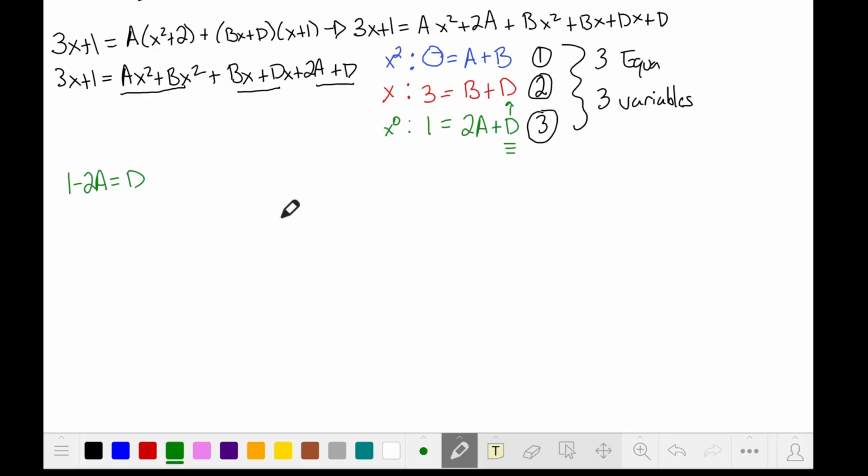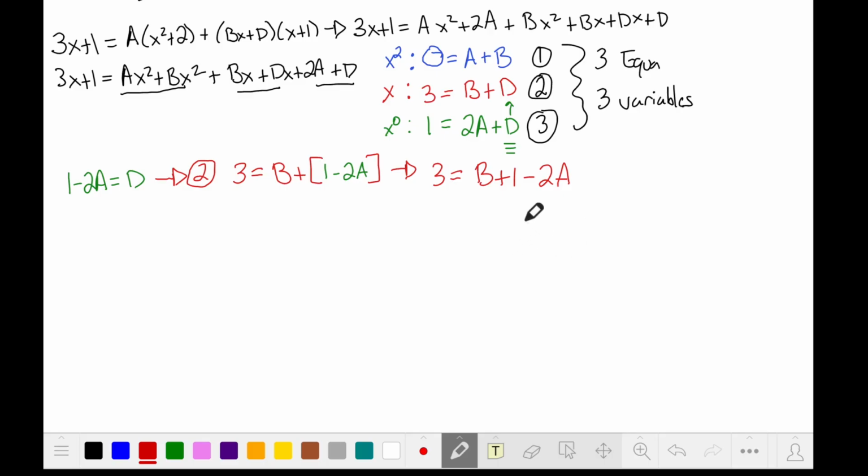Now I'm going to plug this expression for d into equation number 2, or in other words, the red equation. So I'm going to have 3 is equal to b plus, and then wherever I see the d, I'm going to throw down a bracket and write out the expression in green, because I know that d is actually 1 minus 2a. Or in other words, 3 is equal to b plus (1 minus 2a).